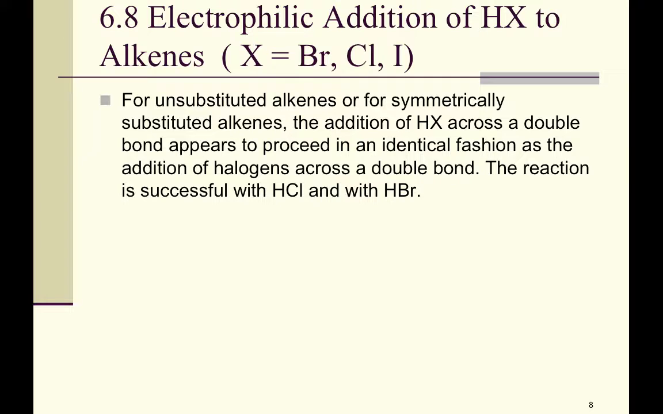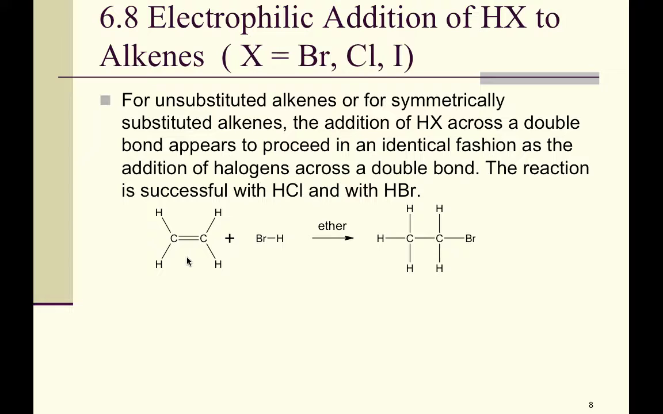Electrophilic addition of HX to alkenes. We're going to be looking at reactions where the halogen can be bromine, chlorine, or iodine. For unsubstituted alkenes, or for symmetrically substituted alkenes, the addition of HX across a double bond appears to proceed in an identical fashion as the addition of halogens across a double bond. The reaction is successful with HCl and HBr.